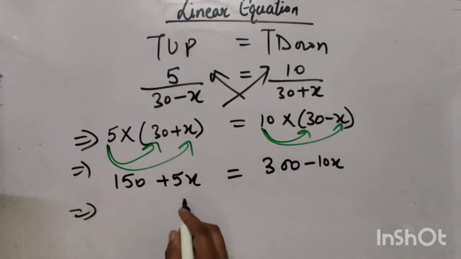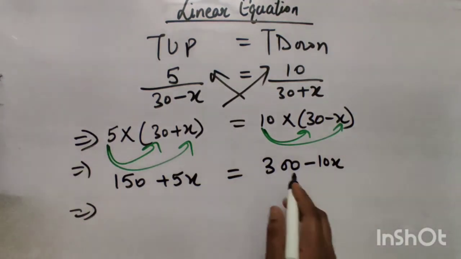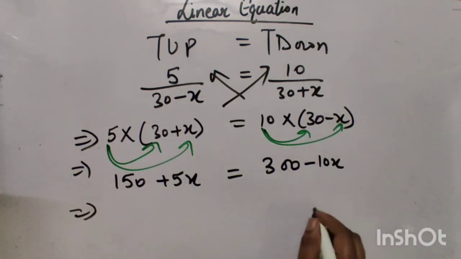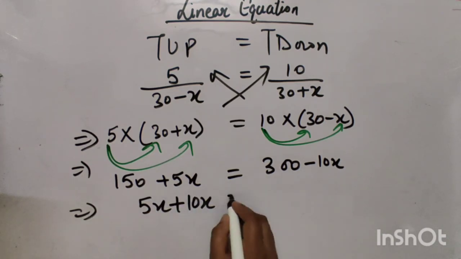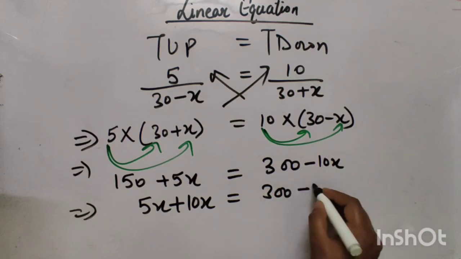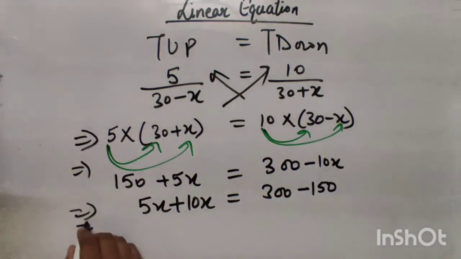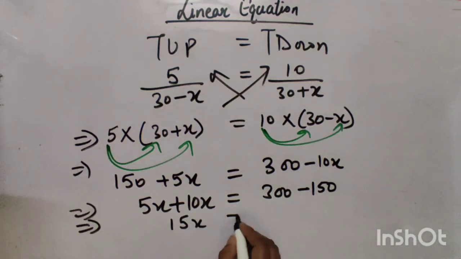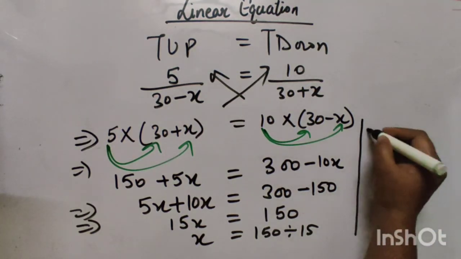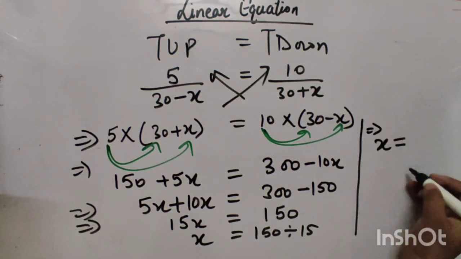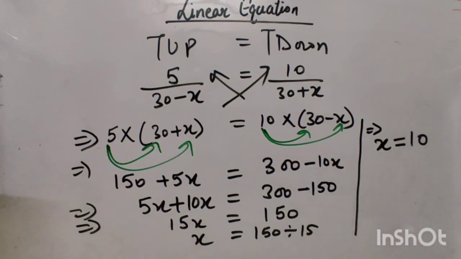Now we can see we are at the saturation point, so we will transpose the variable to one side and the non-variable to the other side. So it will be 5x plus 10x equals 300 minus 150. Now you can see it will become 15x equals 150. So we have 150 divided by 15, because it is multiplying here, so it gets divided there. What is the value of x we got? We got the value of x as 10, right children?